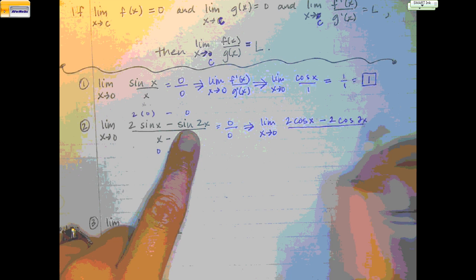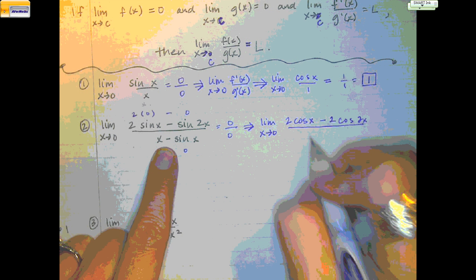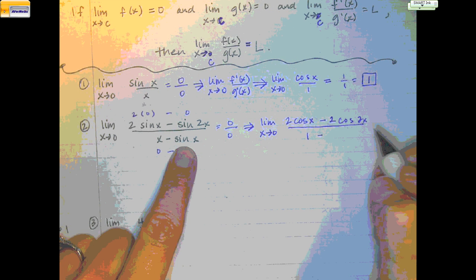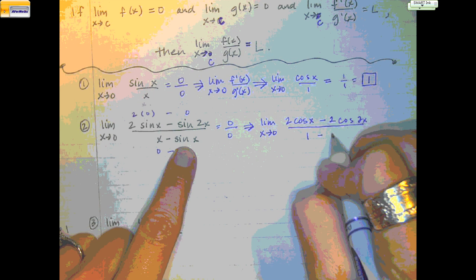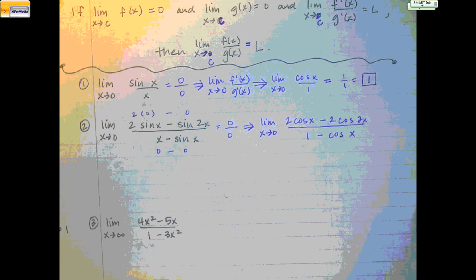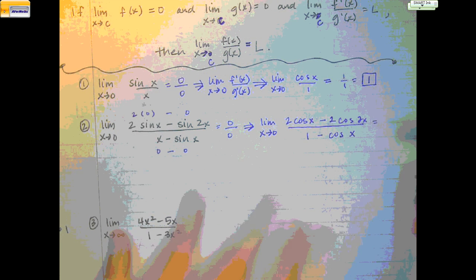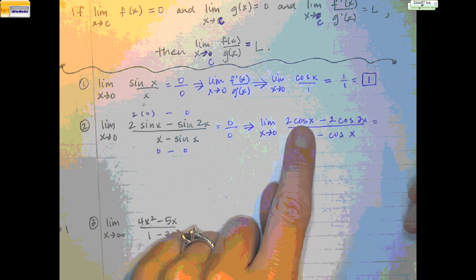Over, what's the derivative of x? 1 minus, what's the derivative of sine of x? Now let's plug in 0 and see if it works. 2 times the cosine of 0. What is the cosine of 0?